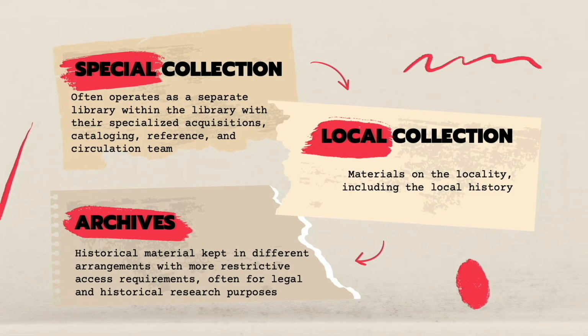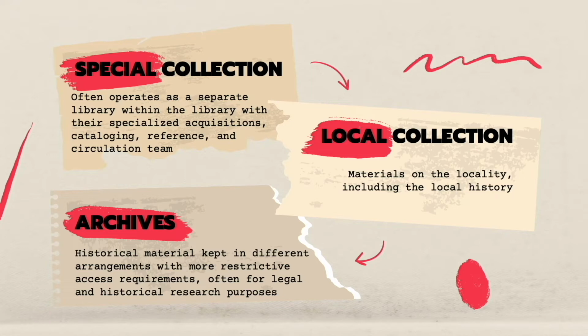Let's differentiate the three. First, special collections are fragile and valuable material, kept for historical research purposes. The special collection contains books that are considered rare either because of dates of publication, formats, or other qualities. The collection is solely for reference purposes. Such items cannot be borrowed.